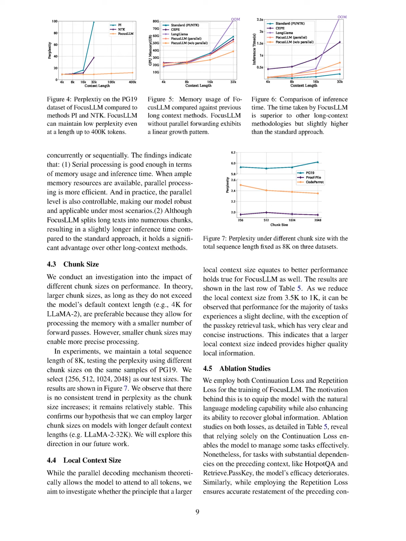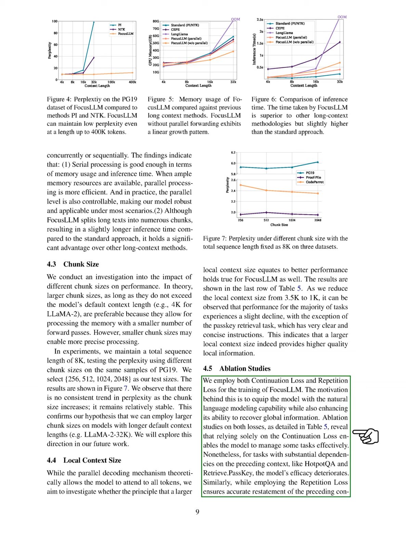Section Summary. In this section, we explore the capabilities of FocusLLM, demonstrating its ability to handle sequences up to 400K tokens effectively, outperforming other models in both passkey retrieval and language modeling tasks. We also analyze the impact of chunk sizes and local context sizes on performance, revealing that larger local contexts improve results, and highlight the importance of using both continuation loss and repetition loss for optimal model performance.